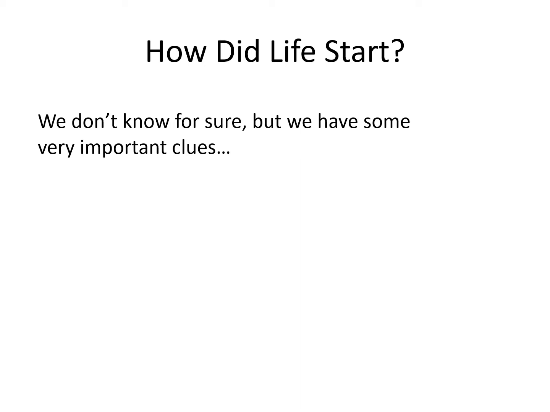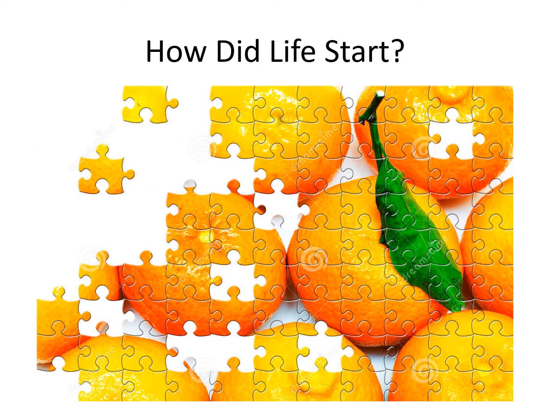I don't think we need to have all of those pieces in order to get an idea of how it happened. We're missing details, absolutely. Like anything in science, we don't have all the answers. But as it says, we have some very important clues. So I'd like you to think about this image for a second. It's obviously a jigsaw puzzle, but it's incomplete. We don't have all the pieces there. However, we have enough of these pieces to know that we're looking at a photograph of oranges.